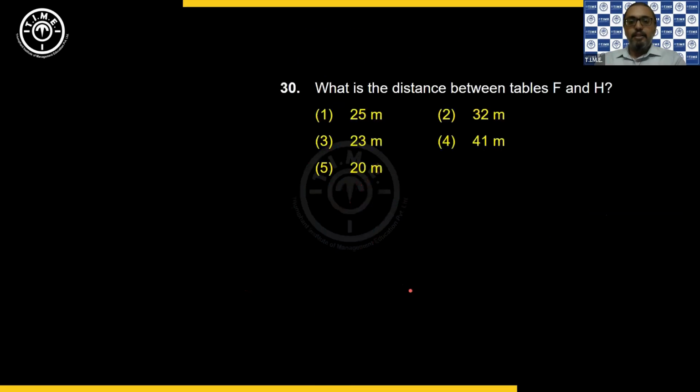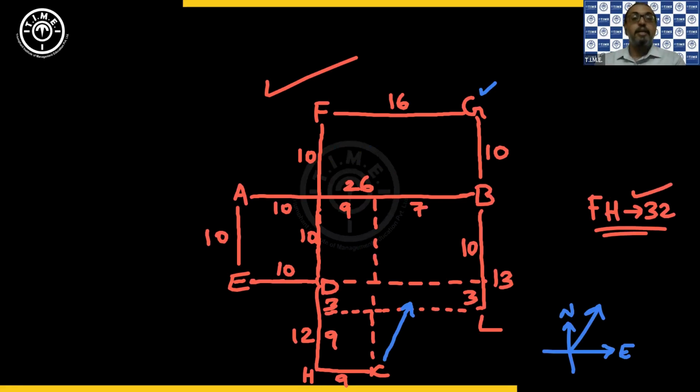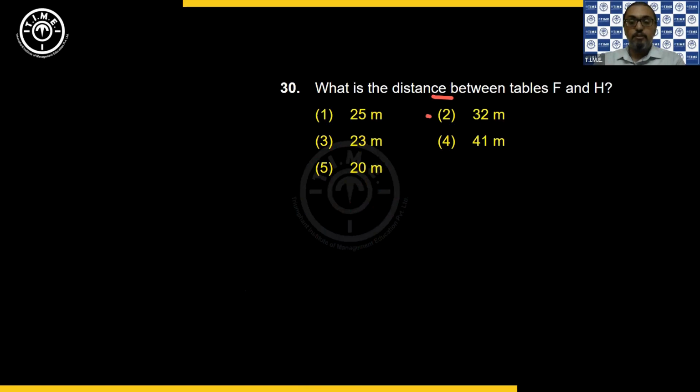Okay. Then what is the distance between F and H? Yeah, we have already calculated that. So the total distance is 32 and that's available in choice 2. Okay.